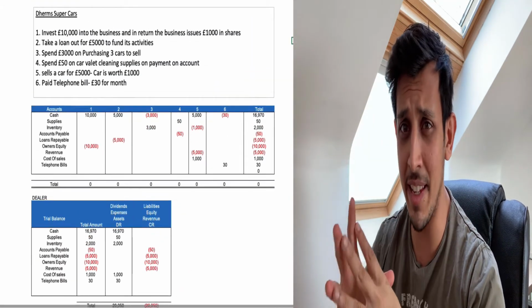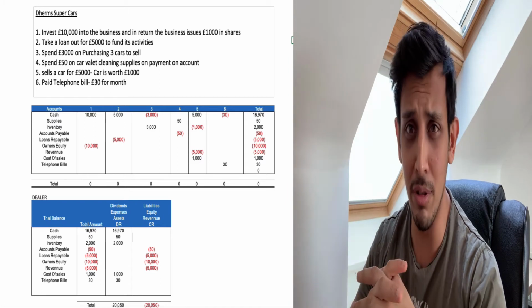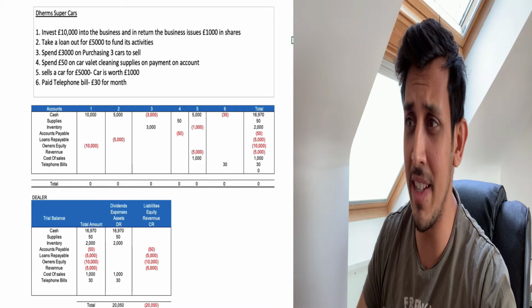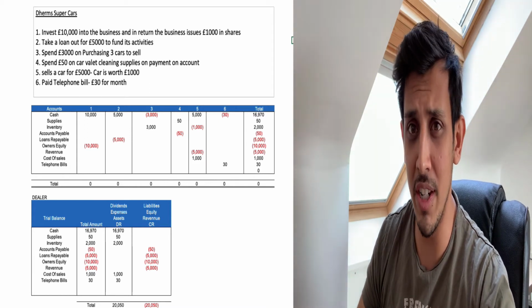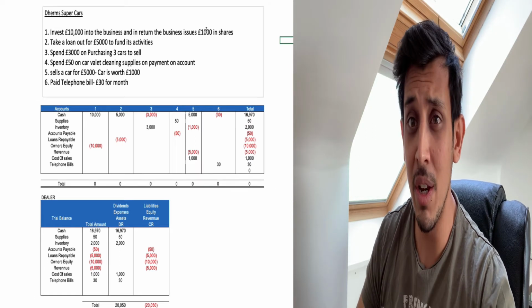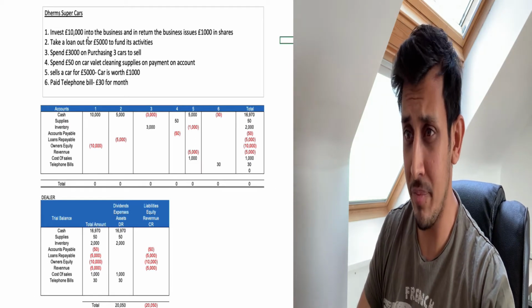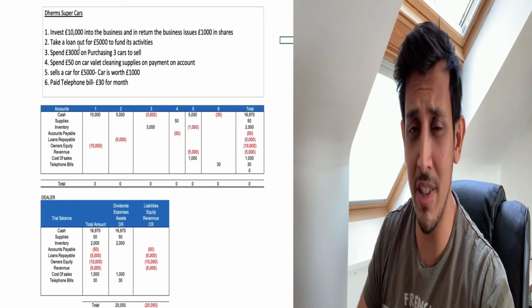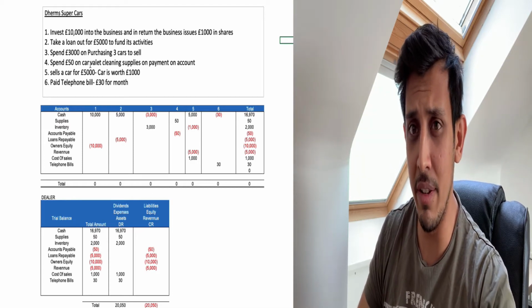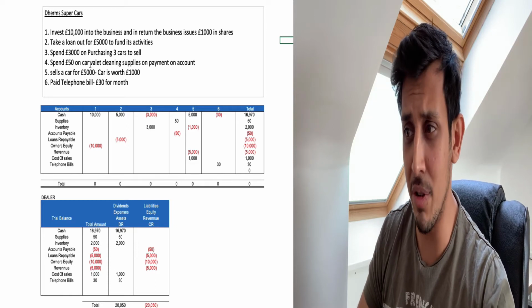So I'm going to take £10,000 that I've saved up for a long time, and I'm going to invest it into this business. Now, in return, I'm going to get £10,000 in shares worth, and that is kind of my equity within the company. Now, I've got some other transactions that I do over the period of just 1 month, and I'm going to talk about them.